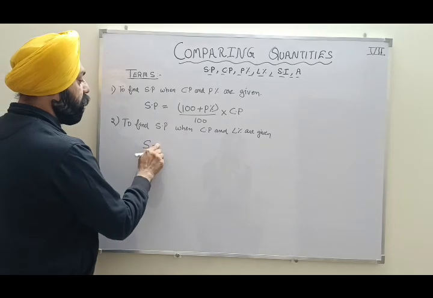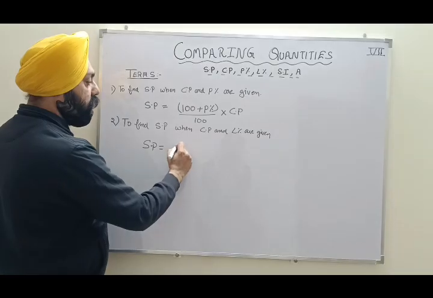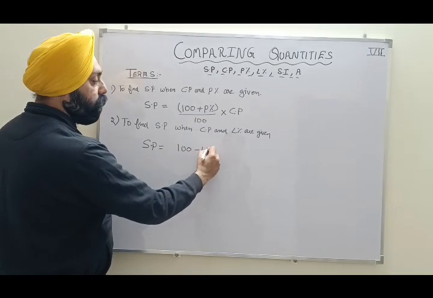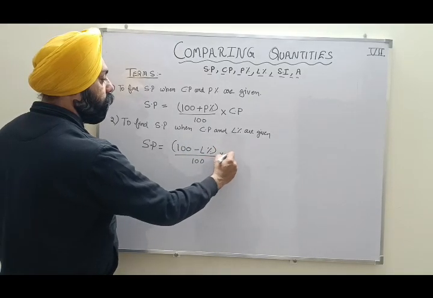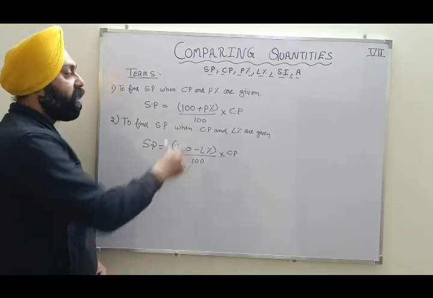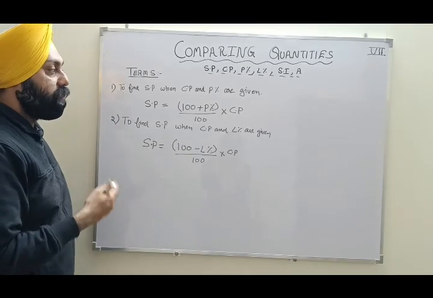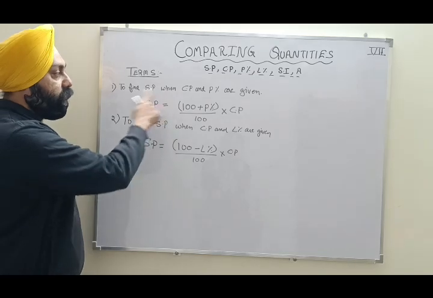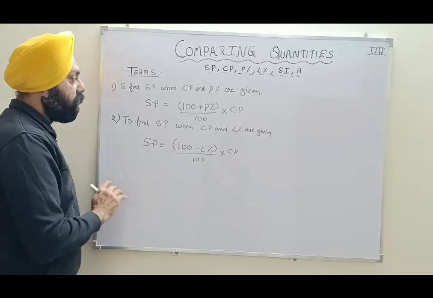So SP will be equal to, instead of plus we will put a minus, and instead of profit percent we will put loss percent, and the rest of the formula is the same. Because profit means we are getting something extra, for that extra we put a plus, and loss means we have lost something, that is minus, subtract, that is why I put a minus sign. So if you learn this formula, the other 3 formulas you will automatically be able to learn.